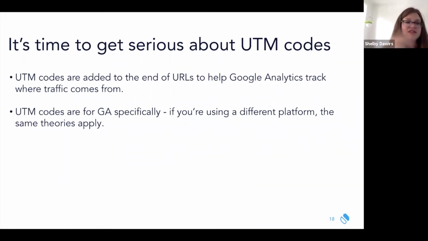So again, just as a definition, a UTM code or parameter is what's appended to the end of a URL, and that helps Google Analytics track the traffic. And UTMs are specific to GA. If you're using a different platform, the same theories will apply. You'll just have a different type of code.